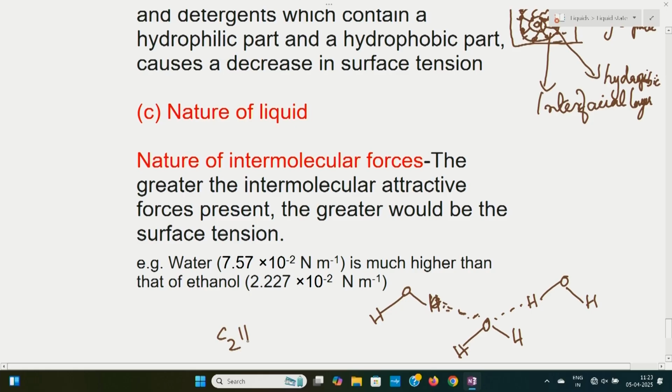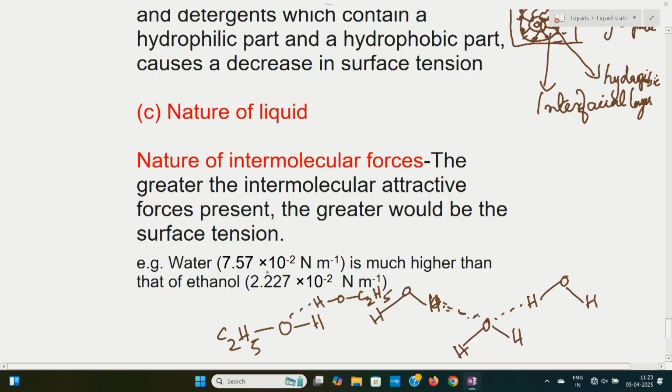In the case of ethanol, the intermolecular attraction, the hydrogen bonding, is not that strong. Therefore, the surface tension will be less compared to the water molecule. Here we have the surface tension value of water, that is 7.57 into 10 power minus 2 Newton per meter, and ethanol has 2.227 into 10 power minus 2 Newton per meter.